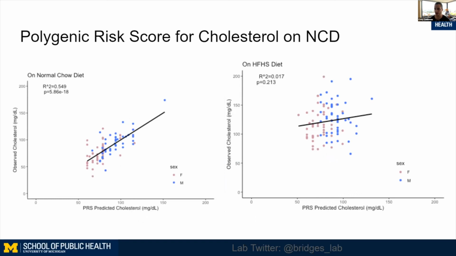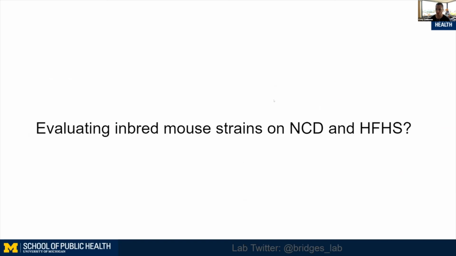non-significant. So one limitation that we considered is that each DO mouse is unique and was only placed on either normal chow diet or high-fat, high-sucrose diet. So no mouse received both diets. Therefore, we wanted to know what some of this would look like with genotypically similar mice.